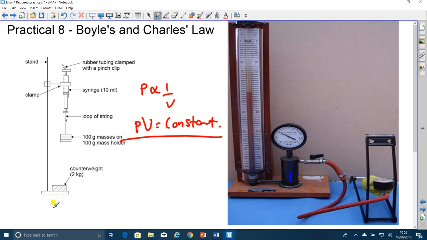Okay, so with this, you've got PV as a constant, and so all you're trying to do, in my case, I use the pump here, I've got some oil here, and I'm changing the pressure and looking at the impact on the volume here.